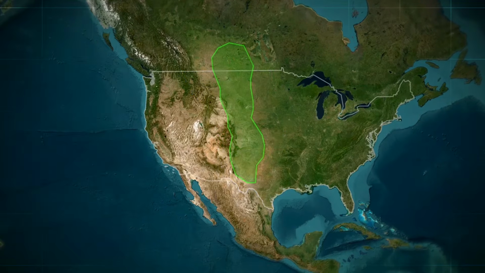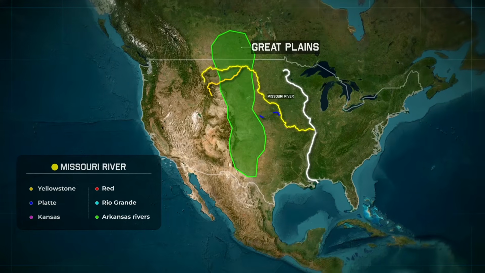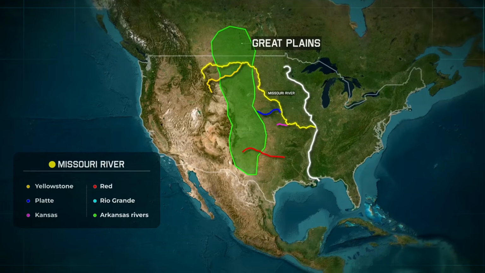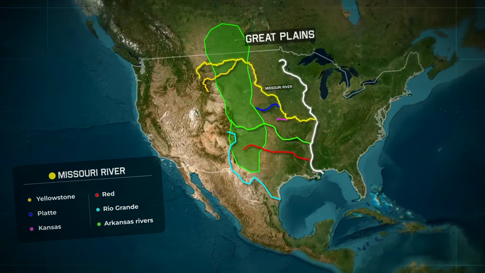In the United States, the Great Plains are drained by the Missouri River and its tributaries Yellowstone, Platte, and Kansas, as well as the Red, Rio Grande, and Arkansas rivers, which flow eastward from the Rockies.